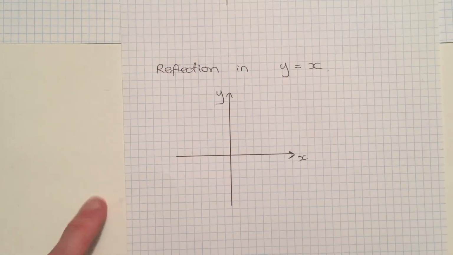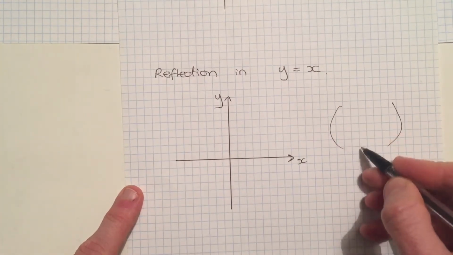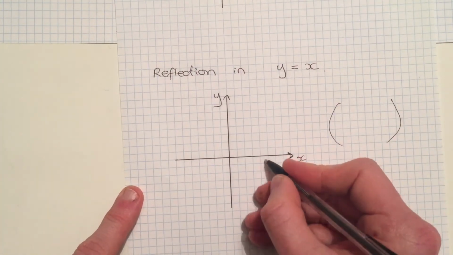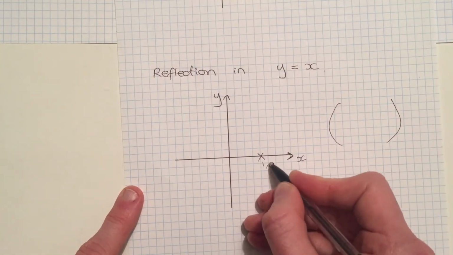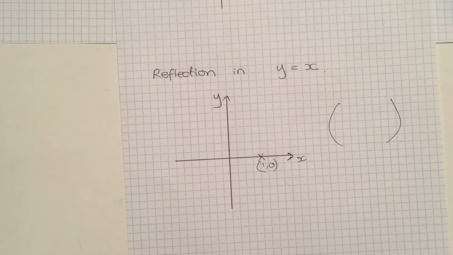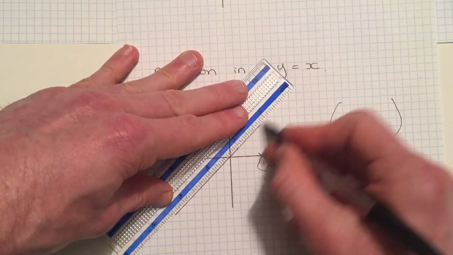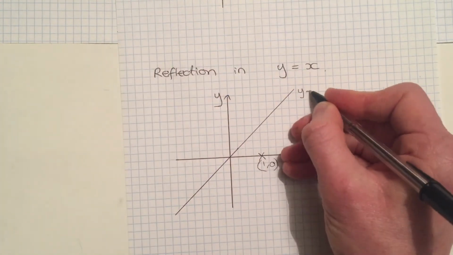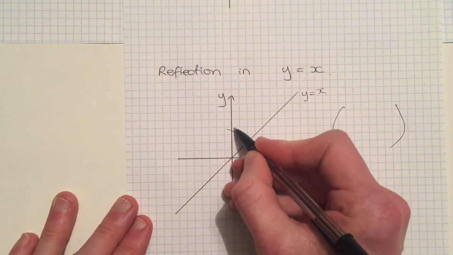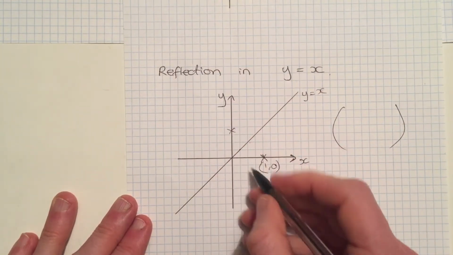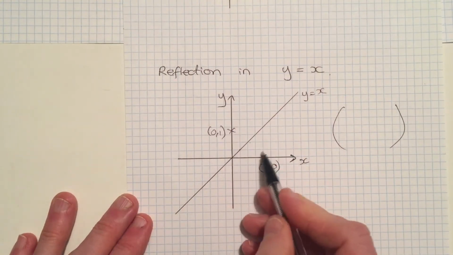Reflection in y equals x. So again, let's figure out A, C, B, D. Remember A and C is where the coordinate 1, 0 gets mapped to. So the coordinate 1, 0, if I reflect this in the line y equals x, which looks like that, this coordinate would get reflected to be over here, which is the coordinate 0, 1. So this is the image of this point.